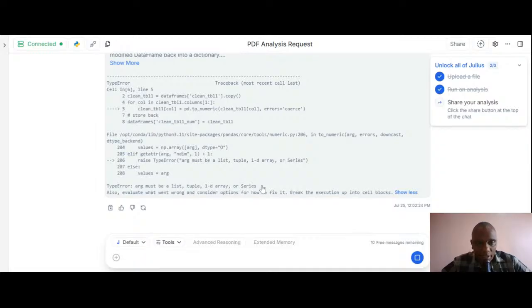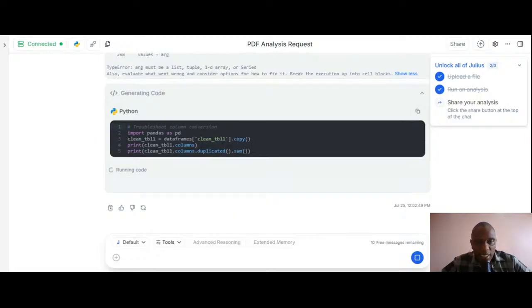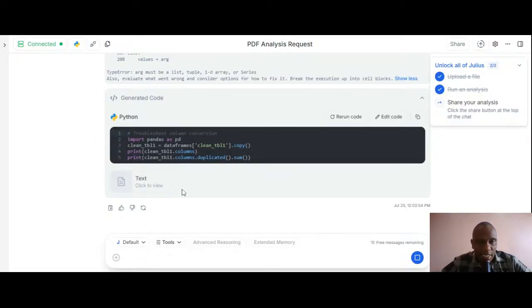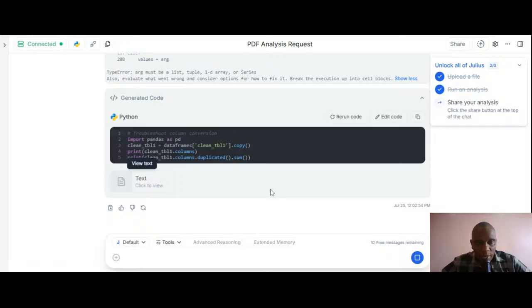From the PDF analysis, we have to wait and see whether it is going to get the data. We can even look at what it has. So it is getting some of these months and all that. So we wait and see.